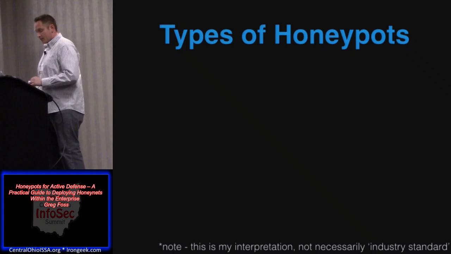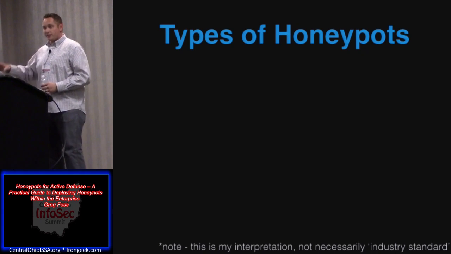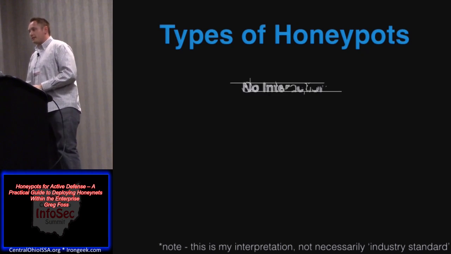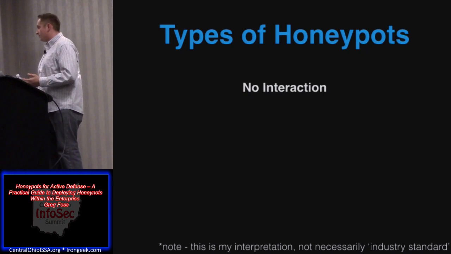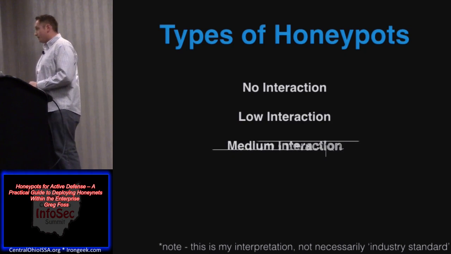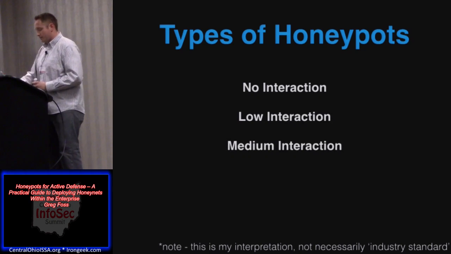So, types of honeypots. And note this is my interpretation, because there are tons of different interpretations out on the internet, but this is kind of how I summarize some of these. So no interaction, in other words, honeyports. Low interaction, providing basic services, essentially. Medium interaction, actually simulates something real, but still, it's not quite there.